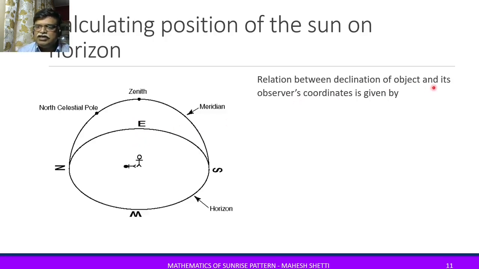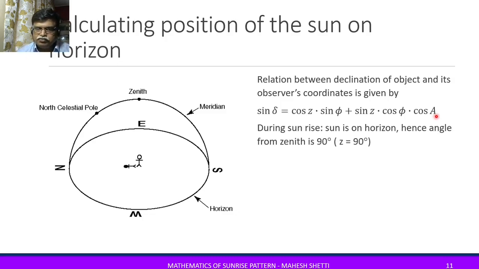The relation between the declination of an object and its observer coordinates is given by sin δ = cos z sin φ + sin z cos φ cos A. We will see what these terms are. δ is the declination, z is the zenith angle, φ is the latitude of the place, and capital A is the azimuth that we have seen in the earlier slide.